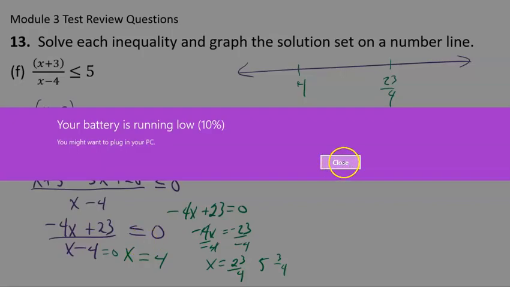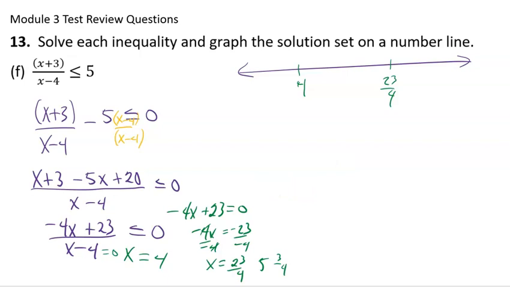Uh-oh, low battery. Hold on. Okay, so, sorry about all the interruptions. Now I'm plugged in, ready to go.